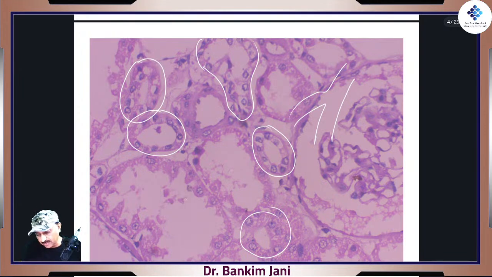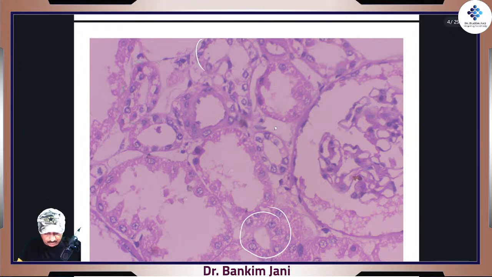What if the section passed like this? So instead of rounded, it would be something like this. It won't be round, but it would be at an angle. I remove everything now. Now see, now try to watch. You need to train your eyes to watch for collecting ducts.